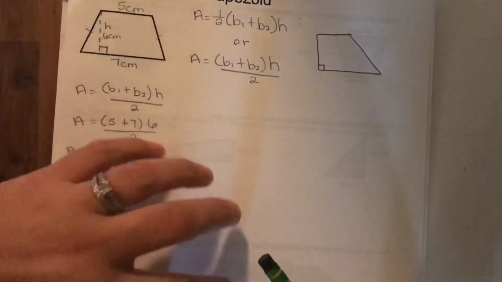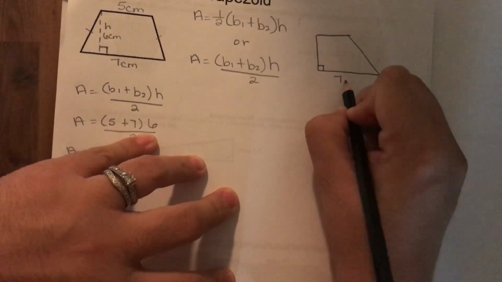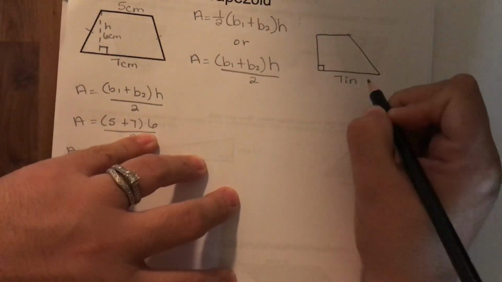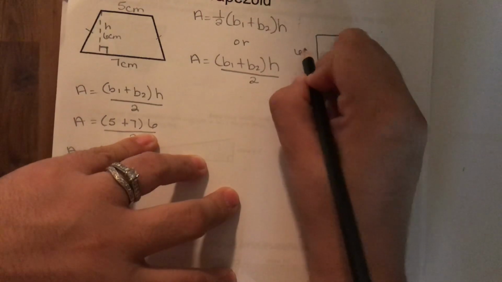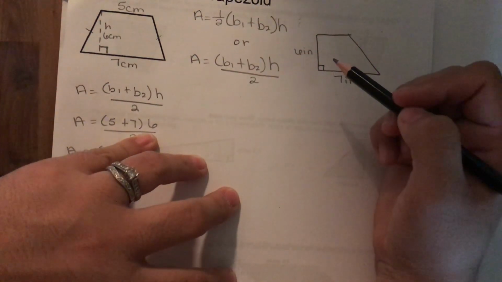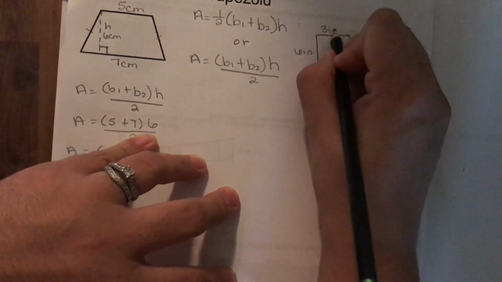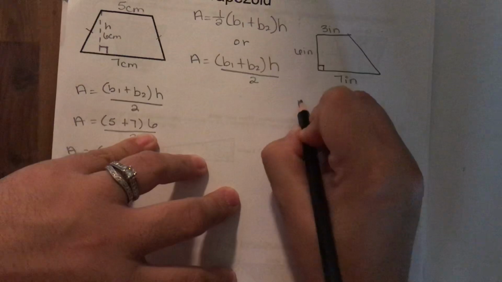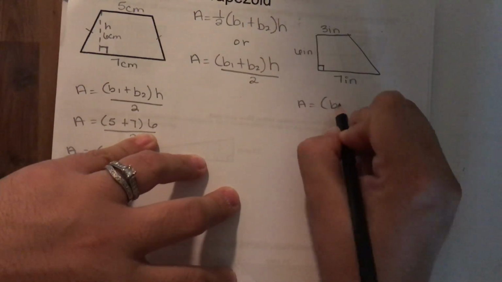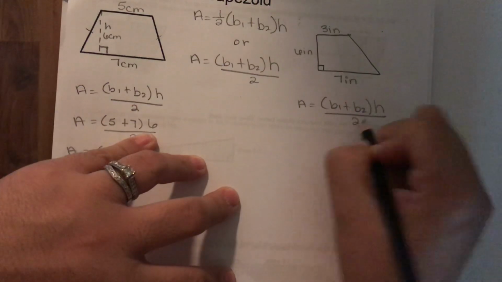Same thing for the other trapezoid. Let's pretend that this is, I'm going to use inches, 7 inches. This is 6 inches. Now, this is already the height because it's from the highest part straight down. And let's pretend that this is 3 inches. Okay. I'm going to use the easy formula: base 1 plus base 2 times height divided by 2.